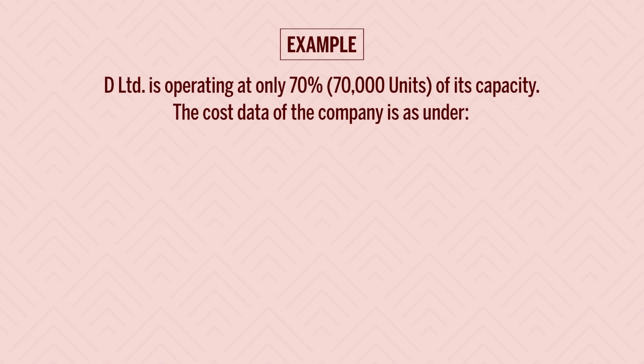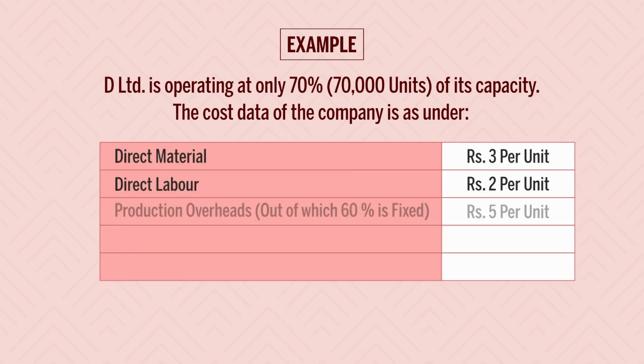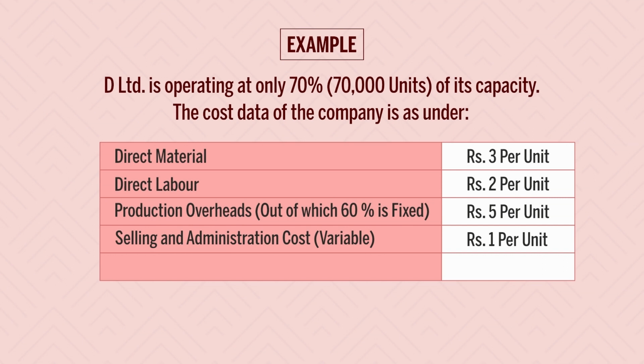Let us continue the previous example. D Limited is operating at only 70%, meaning 70,000 units are being manufactured. Still there is scope of 30%, meaning 30,000 units. The cost data is before us. The same cost data we are having: direct material, direct labor, production overhead, selling and administrative cost of rupees 1, and the total we know is 11 rupees, our total cost.